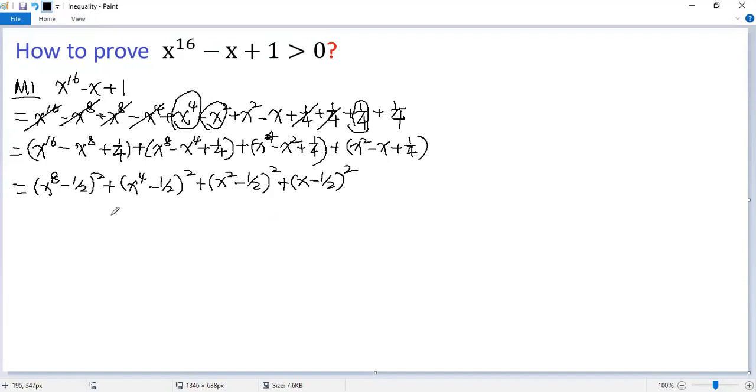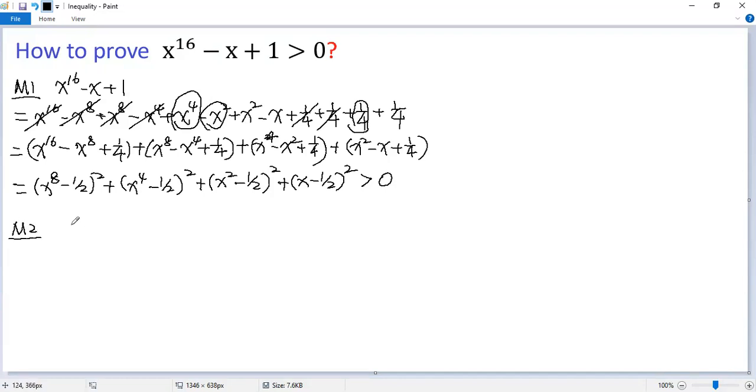Each term should be non-negative, but they cannot be 0 at the same time. For example, the last term equals 0 only when x equals half, but then another term would be positive. Anyway, the sum is greater than 0. Let's look at the second method.